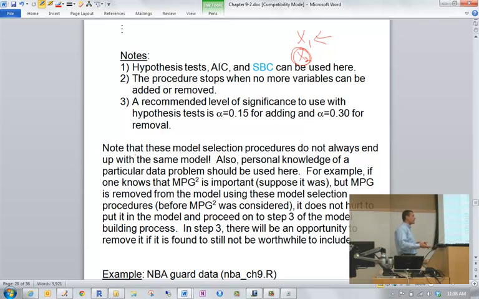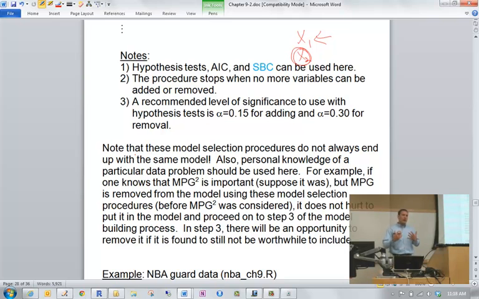So even though one of these selection procedures said remove MPG, it's okay to leave it in based upon your prior knowledge. In step 3, though, you will have an opportunity to say, okay, even MPG squared is not important, so let's just remove MPG and MPG squared. Okay, so you still will have an opportunity to do this.